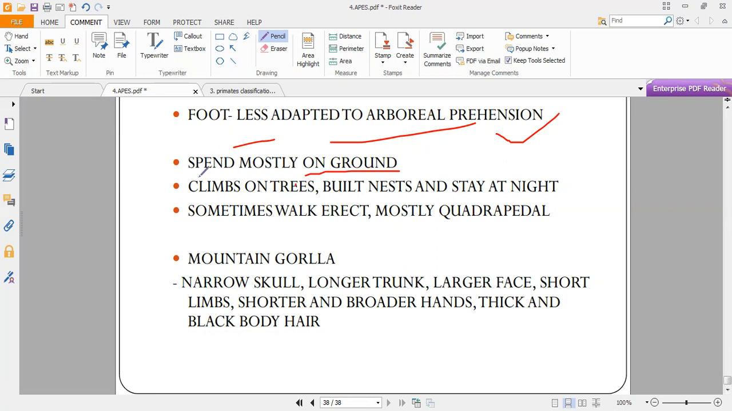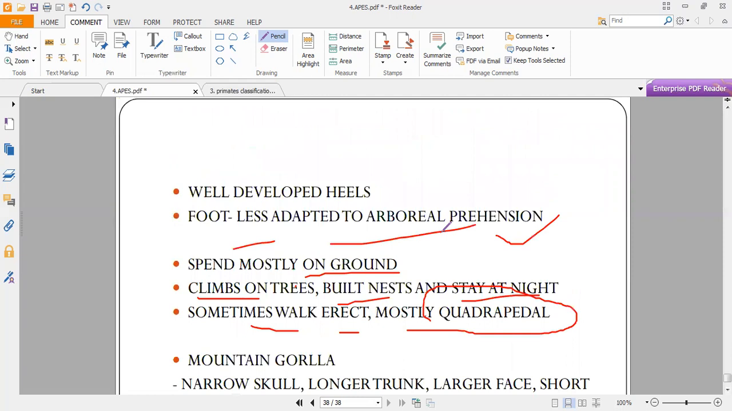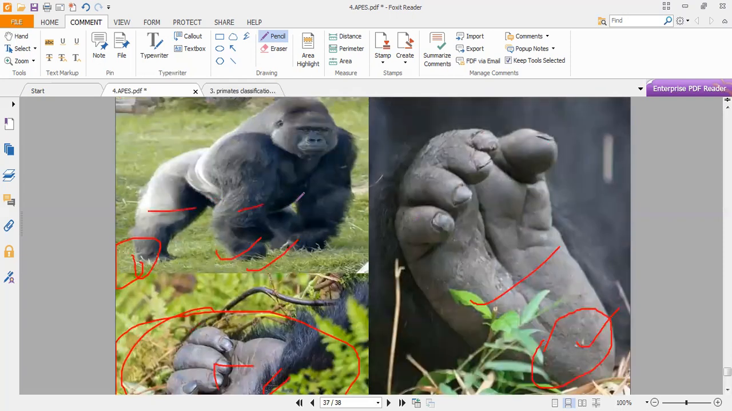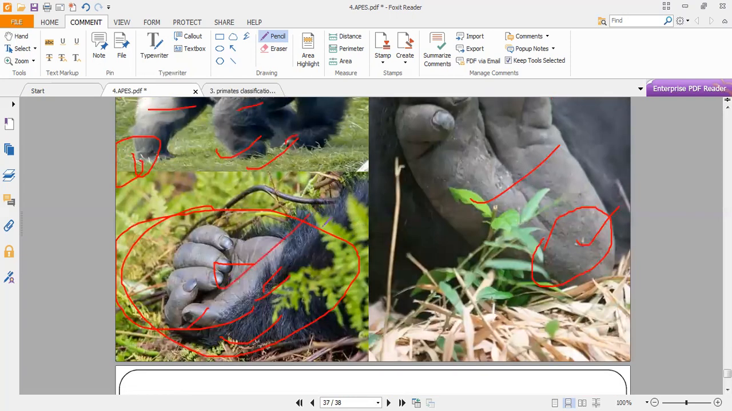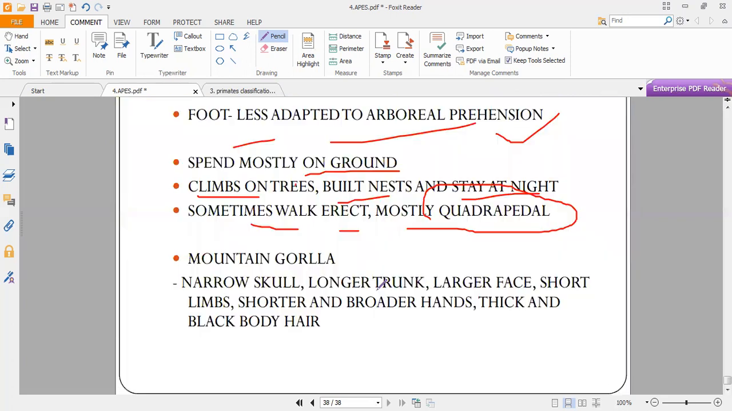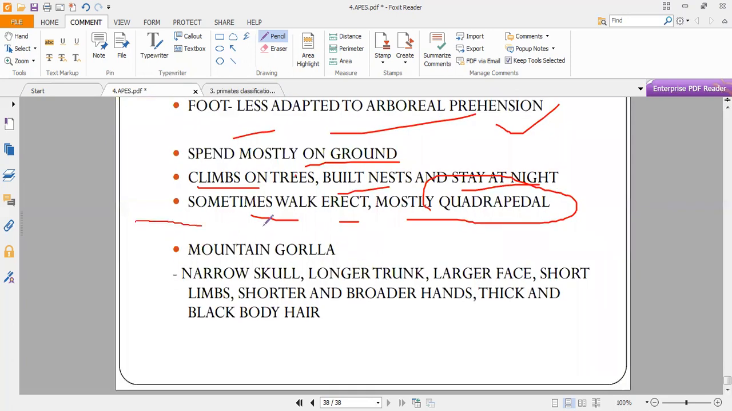But still, since nature has made them arboreal, at the time of sleeping, when they want to feel safe, they will always climb back on the trees. They have their own nest on the trees, and they will stay the night on the trees only. And they walk on the ground. Sometimes they walk erect, but mostly they're quadrupedal. Quadrupedal means using four limbs. We call it knuckle walking. We'll be talking about knuckle walking in future classes. So this is mostly what we can find in all the gorillas.